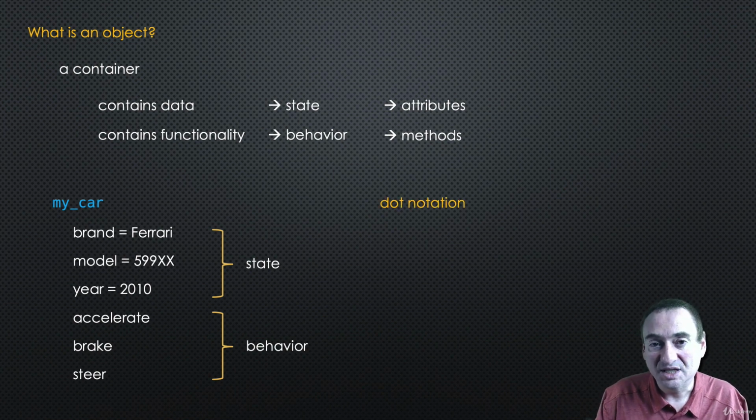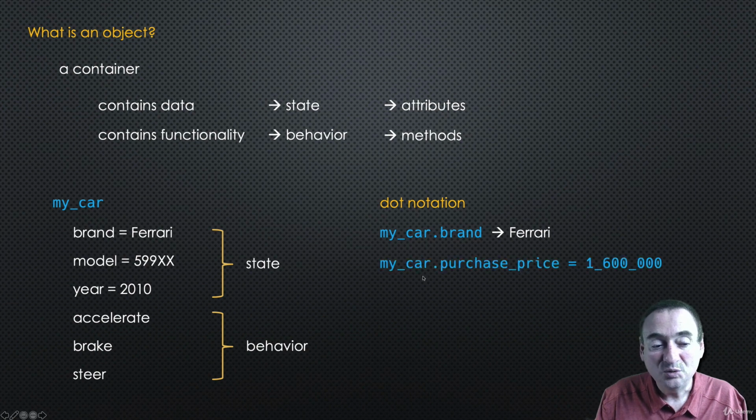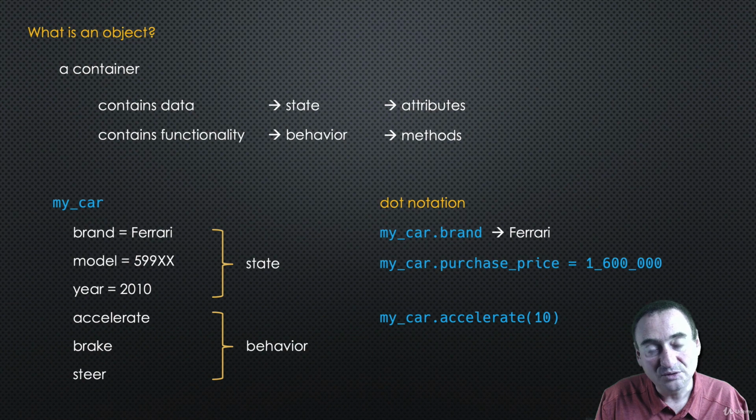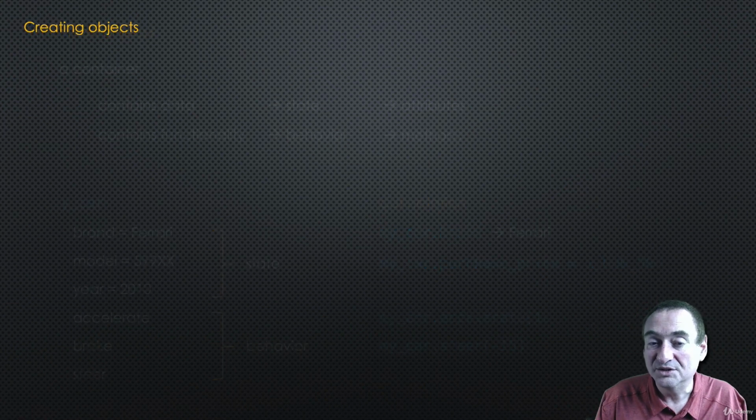Now, how do we access those things? The most common way is to use dot notation. So for example, we might say mycar.brand and we'll get Ferrari back. Or we might say mycar.purchaseprice equals 1.6 million. There, we're assigning a value to a piece of state, to an attribute, right? Brand, purchase price are all called attributes. Now, accelerate is also called an attribute, but it's a different type of attribute. That's actually functionality. That's a function, and we call those things methods in general, and we'll see why later. So we might say mycar.accelerate, and then we can even pass in arguments to it, or mycar.steer.